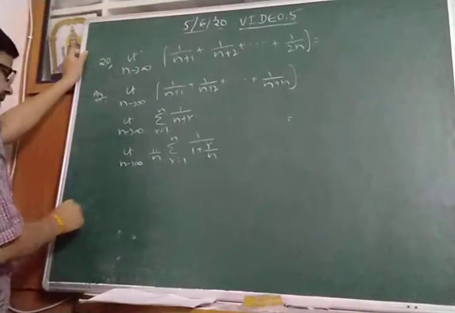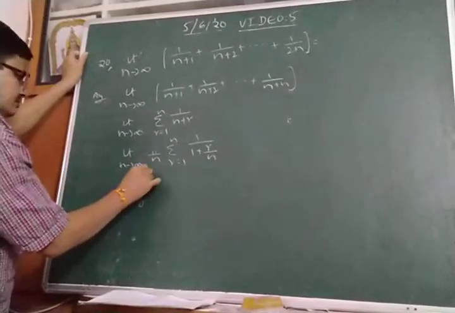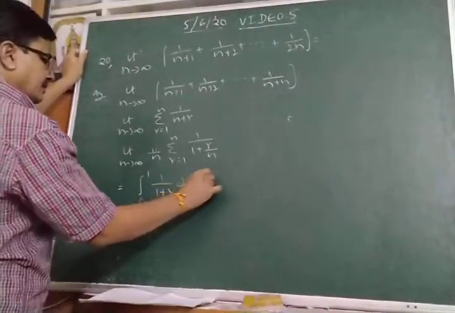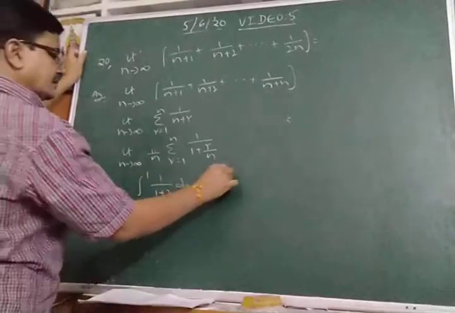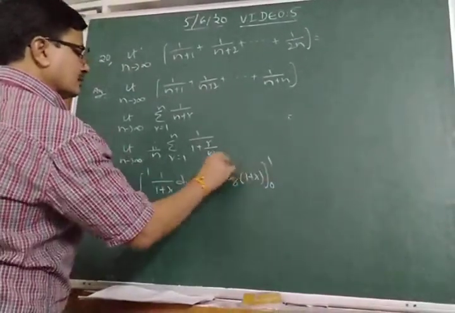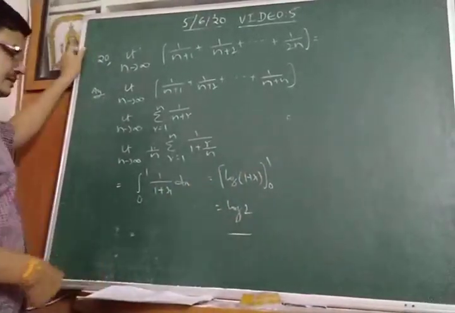Now this is the standard form. Now we write this one as integral 0 to 1 of 1 by 1 plus x dx. Now this is log of 1 plus x from 0 to 1. Now this is log 2, which is the answer.